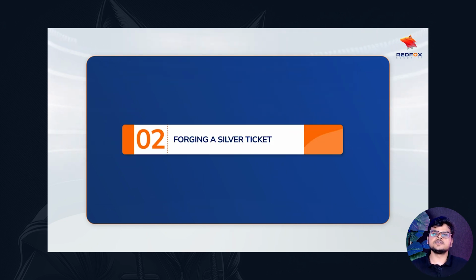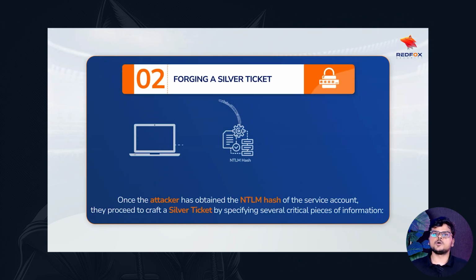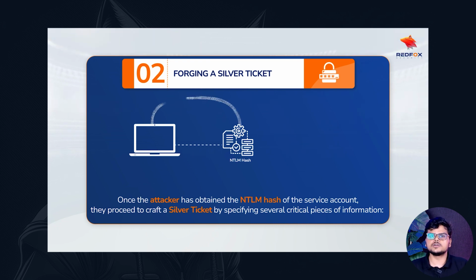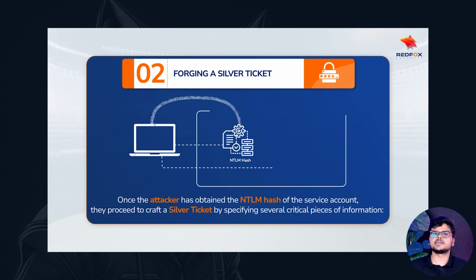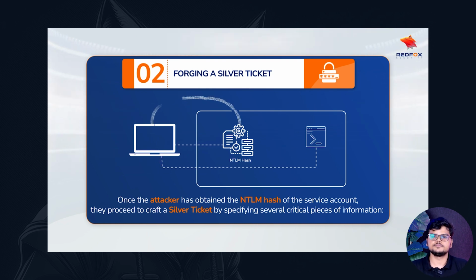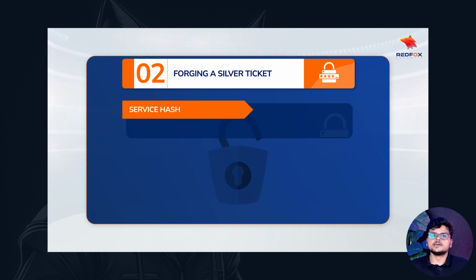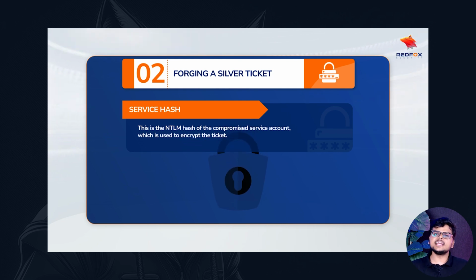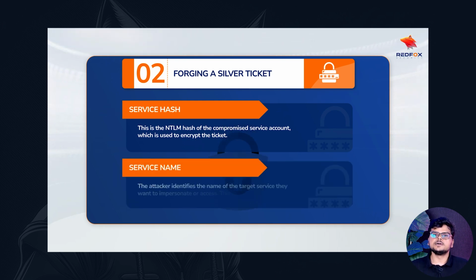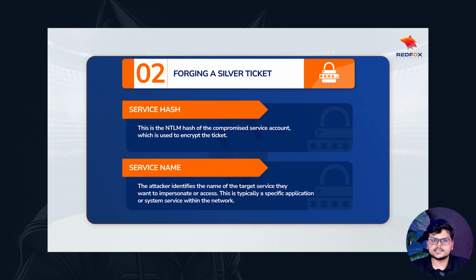Second, forging a silver ticket. Once the attacker has obtained the NTLM hash of the service account, they proceed to craft a silver ticket by specifying several critical pieces of information. Service hash. This is the NTLM hash of the compromised service account, which is used to encrypt the ticket. Service name. The attacker identifies the name of the target service they want to impersonate or access. This is typically a specific application or system service within the network.